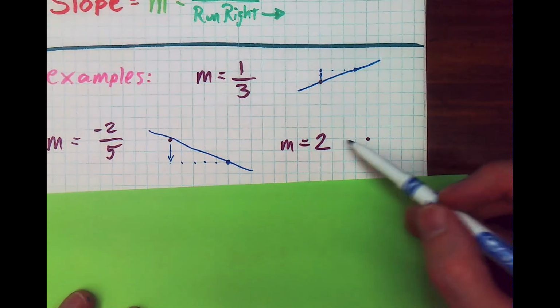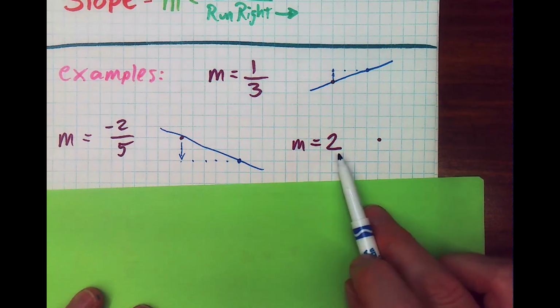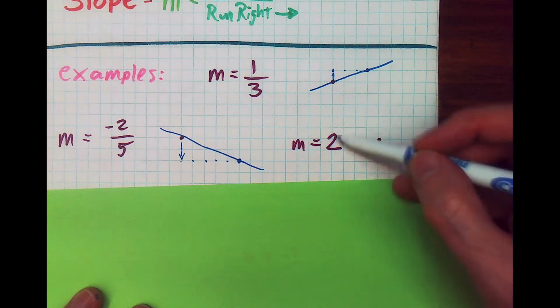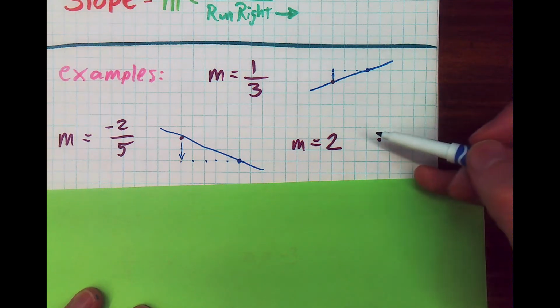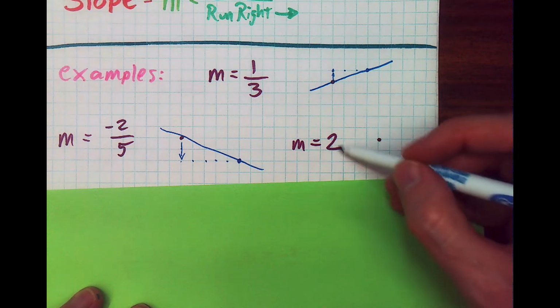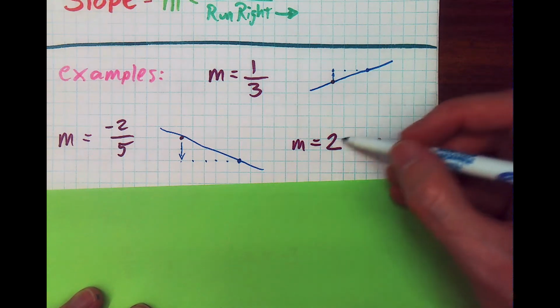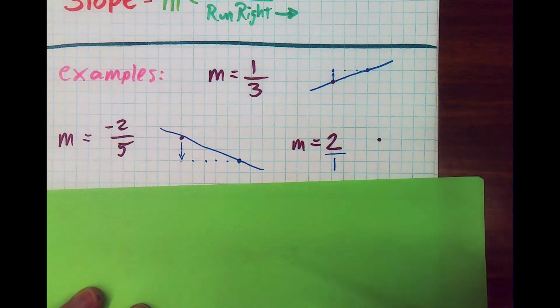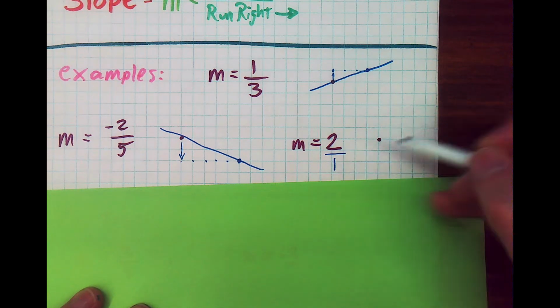Now, what if your slope is written like this one, m equals 2, or the slope is 2? Well, that doesn't look like a fraction. How can you make sense of rise over run with that? Well, just make it a fraction. So what is the equivalent fraction to 2? The equivalent fraction is 2 over 1. Now that's a fraction. I can have rise over run.